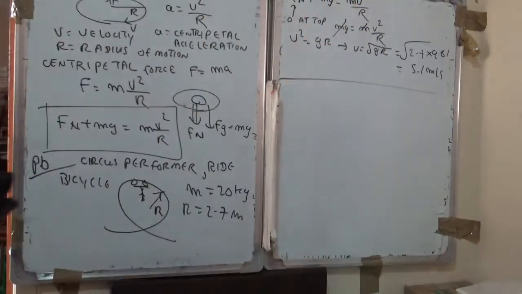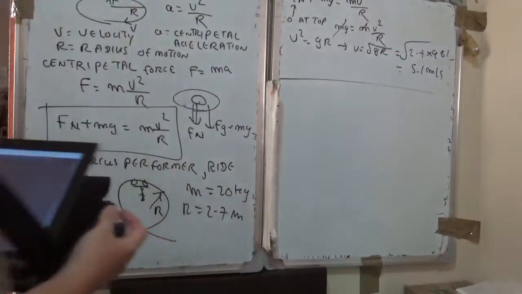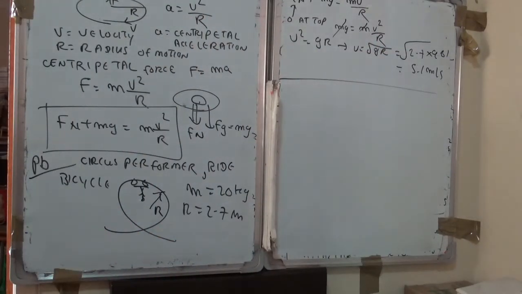So m cancels, this one cancels. Then v squared is gr. So from here, v is the square root of gr. Here you substitute, you can calculate the velocity. So v is 5 by 1 meters per second.